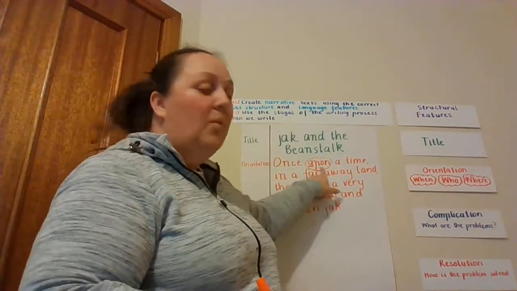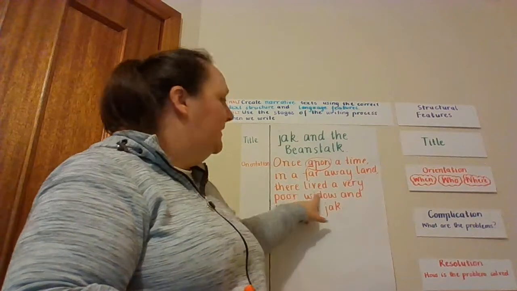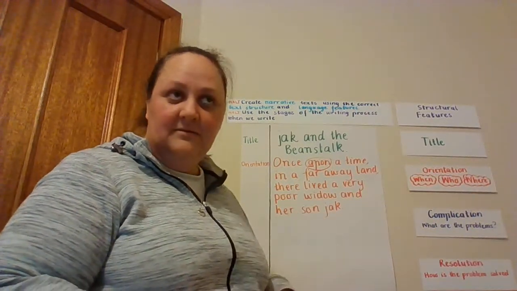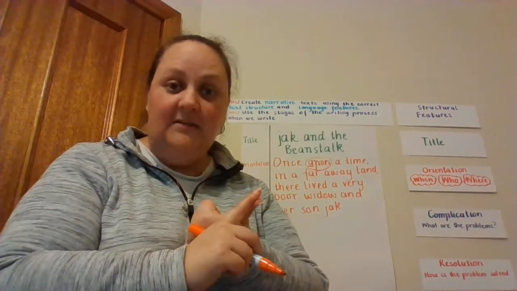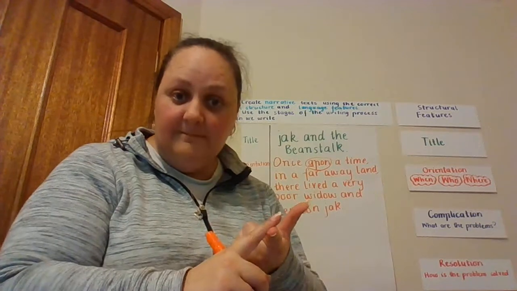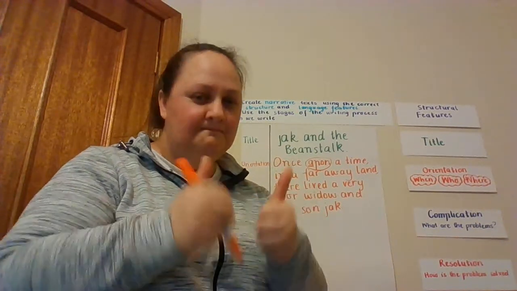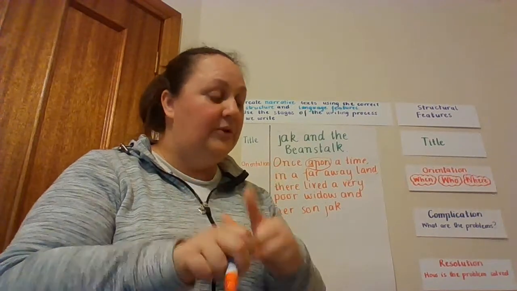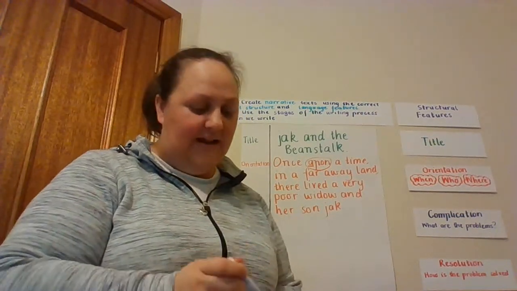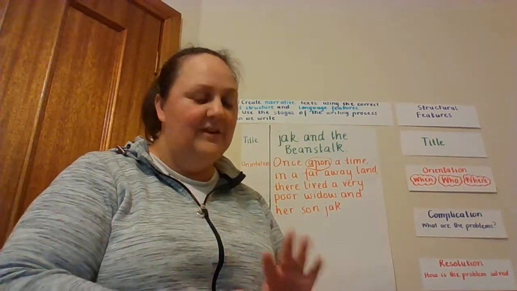Once upon a time, in a faraway land, there lived a poor widow and her son, Jack. So, a land far away, that's where the story takes place. When, once upon a time, and who? A poor widow and her son, Jack. Go. Wow, that was pretty good. Okay. As we get more confident with our narrative writing, our orientations get more complex and a lot more descriptive.